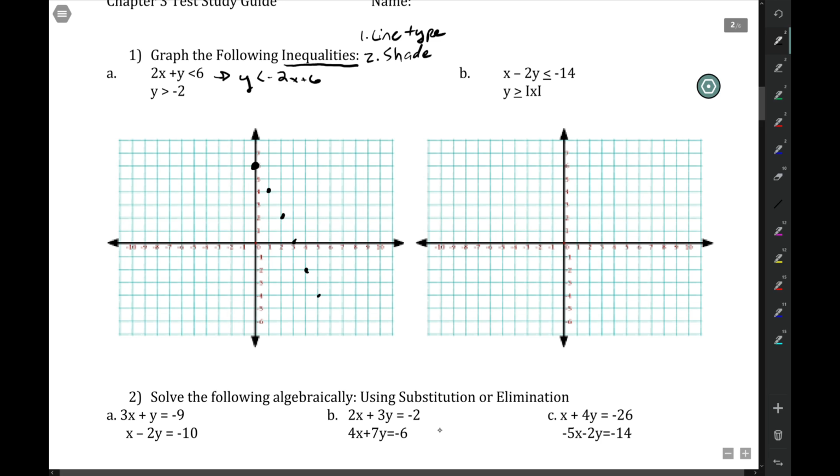Now, a little check for myself. That's not an absolute value, so it's not going to be a V shape, and also it's a dashed line, so that will help out as well. It's dashed. A test point would be 0, 0. So does 0, 0 work? Well, is 0 less than 6? Yes, it is. So you want to shade everything including that point.